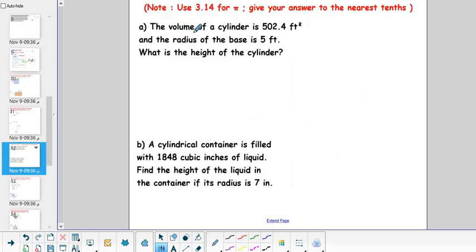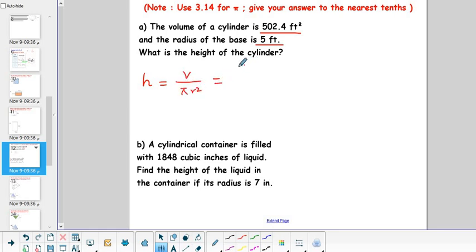Here's an example. It says the volume of the cylinder is 502.4 square centimeters and the radius of the base is 5 feet. What is the height of the cylinder? Now I will explain in both ways. For example, I want to use the formula directly. So what is the formula? H is the subject and I will divide volume by pi r squared.